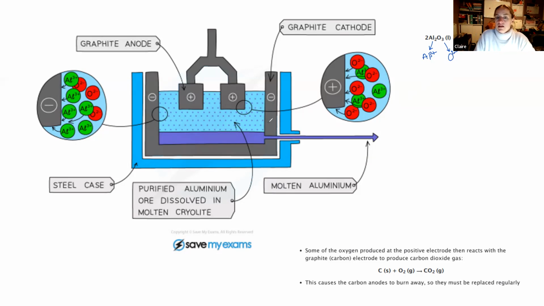Then you just need to state that the aluminium will go to the negative, that's the cathode, and the oxygen will be attracted to the positive, which is your anode. Now, this is structured a little bit differently. You've got your cathode down the bottom here. The aluminium will get attracted to the bottom and it gets siphoned off.